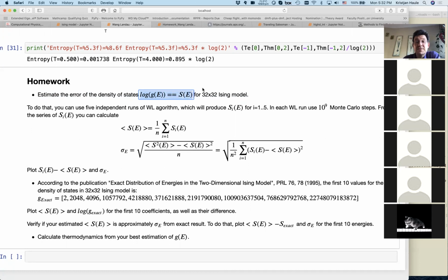And we want to do it for the 32 by 32 Ising model, and we want to estimate its error bar. Now, I'm not going to ask you to do the complicated binning, although what we're going to do is not very different from binning. We're going to do something simpler though. To do this, we will just run the same Wang-Landau algorithm several times.